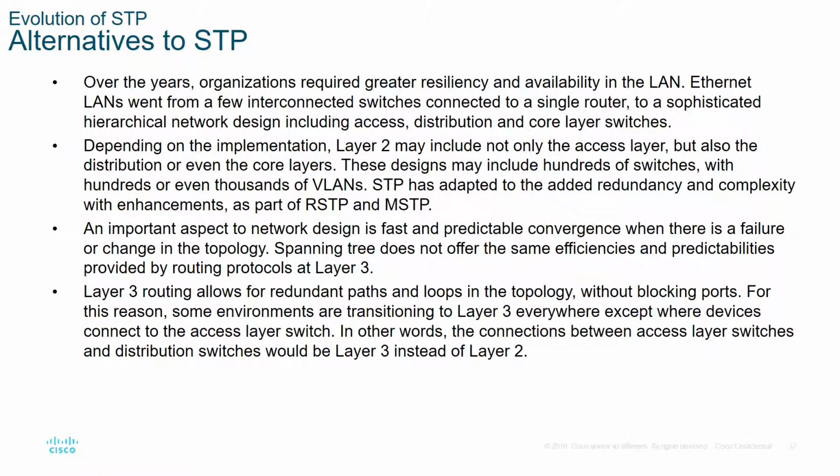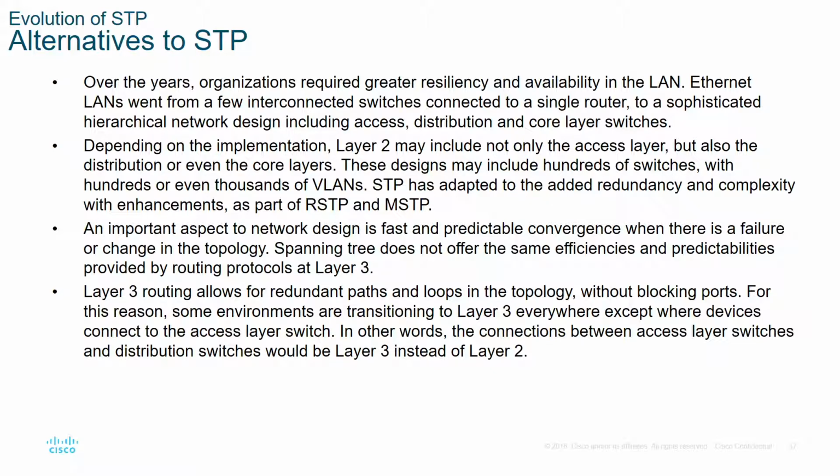So, alternatives to the spanning tree protocol then. Over the years, organizations required greater resilience and availability in the local area networks. So Ethernet LANs went from a few interconnected switches connected to a single router to a sophisticated hierarchical network design, including access, distribution, and core layers. That access, distribution, and core design is fundamental to the Cisco approach. Depending on the implementation, layer 2 may include not only the access layer but also the distribution or even the core layers.